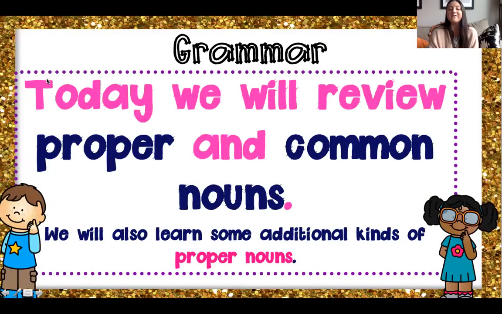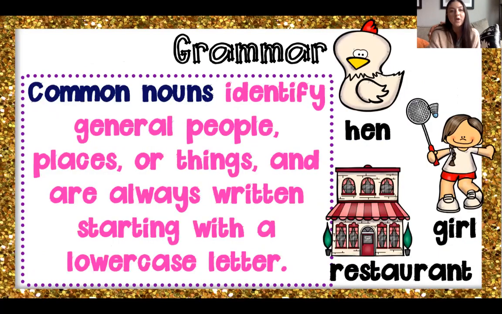Okay, today we will review proper and common nouns. We will also learn some additional kinds of proper nouns. Okay, so a common noun identifies general people, places, or things, and is always written with a lowercase letter. All right, so I'll see this in the word girl. I don't know which girl I'm talking about. It's a general girl. I'll see this in the word restaurant. I'm not talking about McDonald's. I don't know what restaurant I'm talking about. It could be any restaurant.